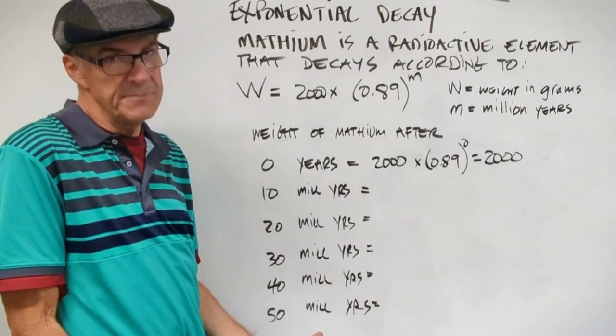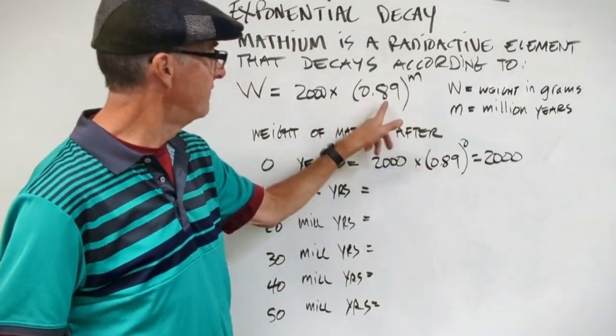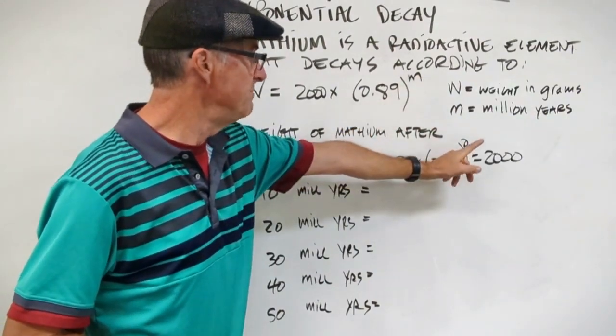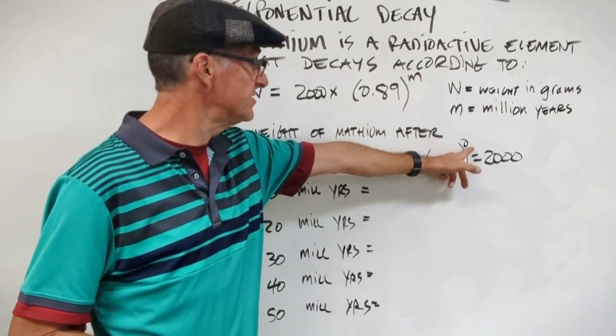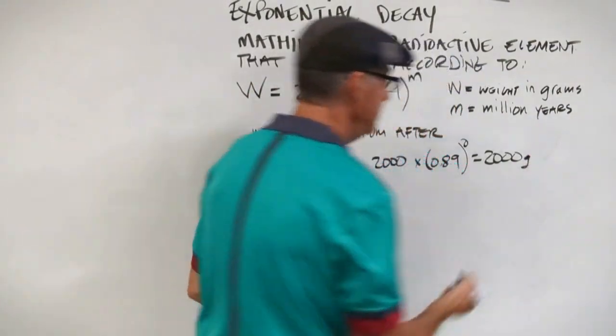Okay, I did my plug-in step just because I like to be thorough. So it's 2,000 from here times 0.89 from here to the M, to the millions of years. And this is after 0 years, so it's to the 0 power. So we have indeed 2,000 grams right there.